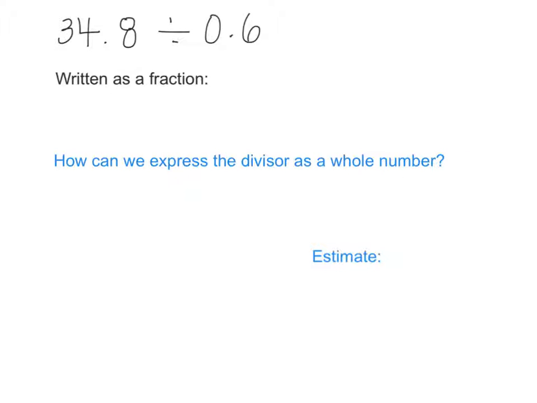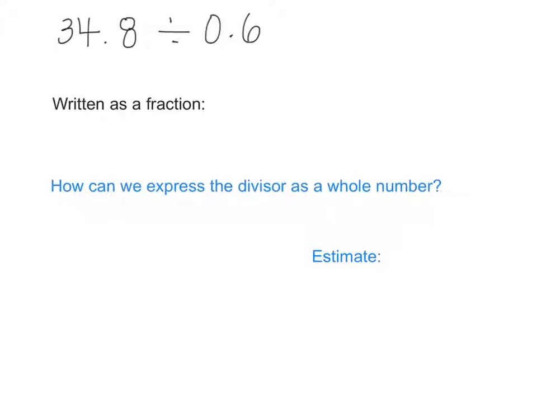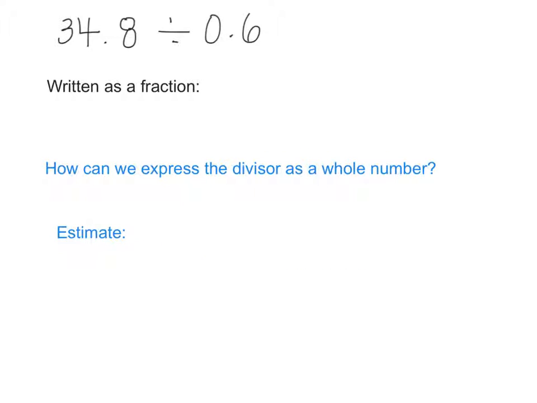So if we have this problem, you're going to write this problem down in your notebook, 34 8/10 divided by 6/10. How can I write that problem as a fraction? Alexander? You can do 34 8/10 divided by 6/10. So you mean like that? Okay. So when I ask you how it goes as a fraction, you'll tell me what number should be in the numerator, which is 34 8/10, and which number should be in the denominator, which is 6/10.